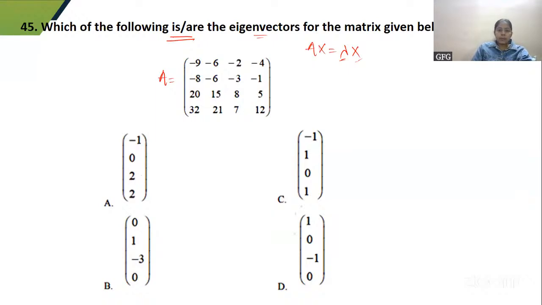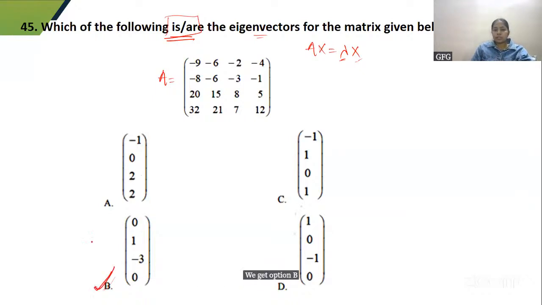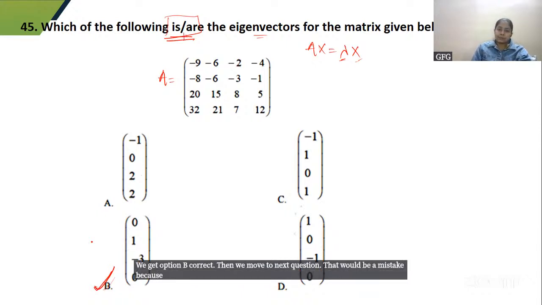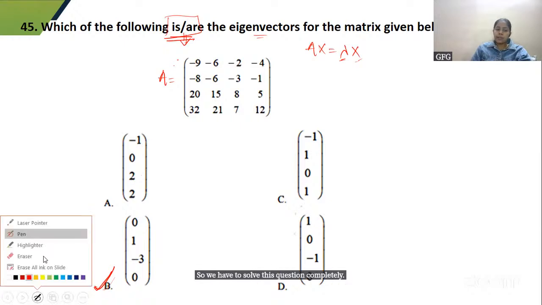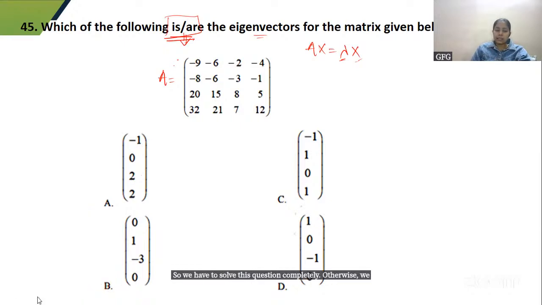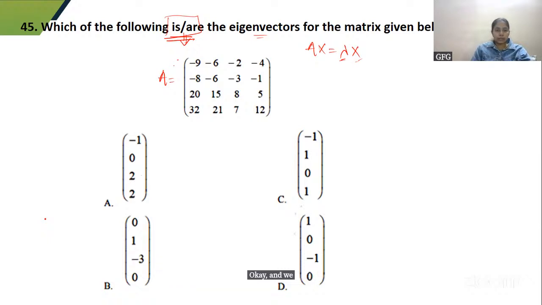See, Lakshmi, the question here says A slash R, because what we do is we check option A, then we go for option B, we get option B correct, then we move to the next question. That would be a mistake because it can be MSQ. So we have to solve this question completely. Otherwise, we'll lose marks in an easy question, and we do not want to do that.